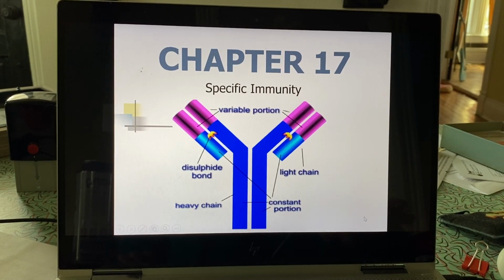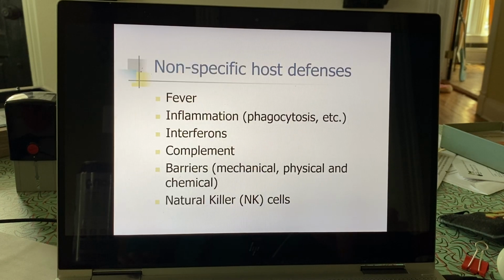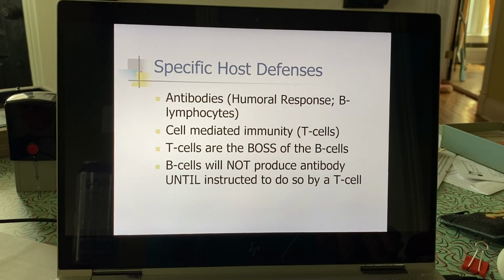Okay, so before we get into the specifics of chapter 17, let's review chapter 16. So remember, chapter 16 was on innate immunity, or what we call non-specific immunity, which is basically defenses that everyone has to a certain extent, and that you are able to do when you are born. So these include all of the things that we went through in chapter 16, such as fever, inflammation, making interferon, the complement cascade, the different barriers, and then also natural killer cells.